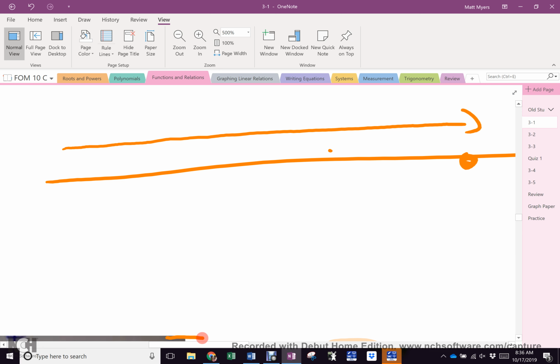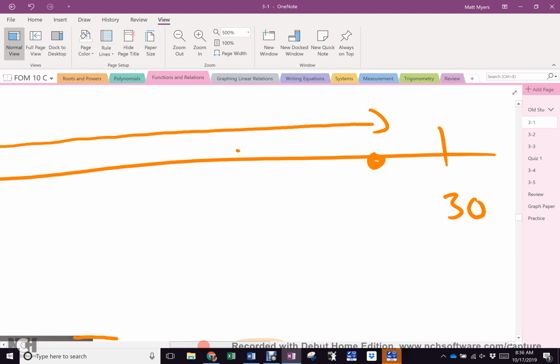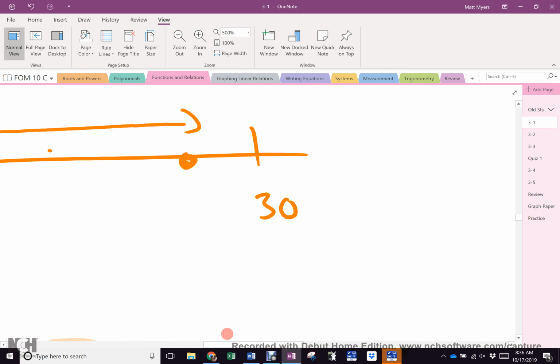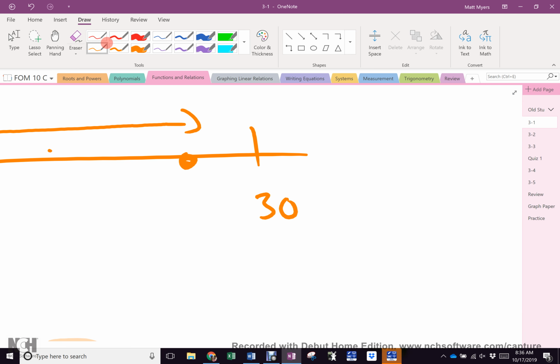Now I've zoomed in 500%. Okay? Is that point that I just drew on there less than 30? Yes. Even though it is touching 30, it is less than 30. How do you know? Because it's on the left of 30. Everybody understand? That number is allowed.